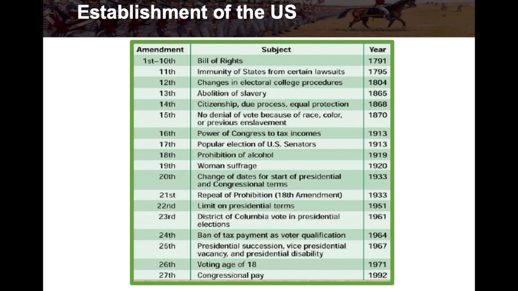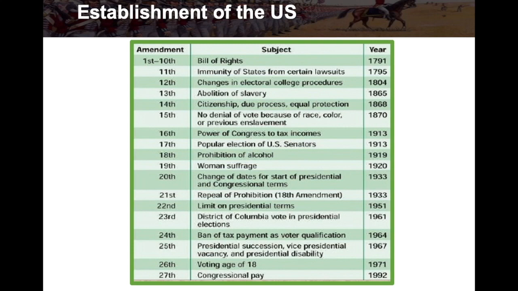Now passed in 1913. 17th is a popular election of U.S. senators. 18 is the prohibition of alcohol. That's where alcohol became illegal in the United States. 19th Amendment is women's suffrage, which means women had the right to vote. The 20th Amendment, change of dates for start of the presidential and congressional terms. 21st Amendment, notice that, repeal of prohibition. So it got rid of the 18th Amendment in 1933, so alcohol was again legal.